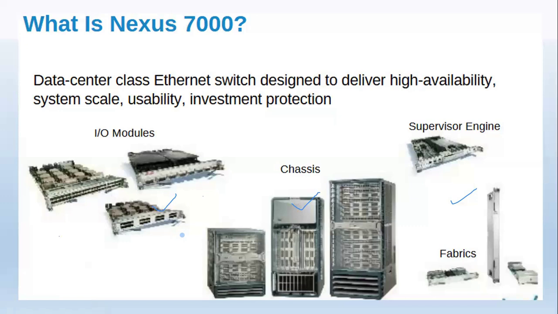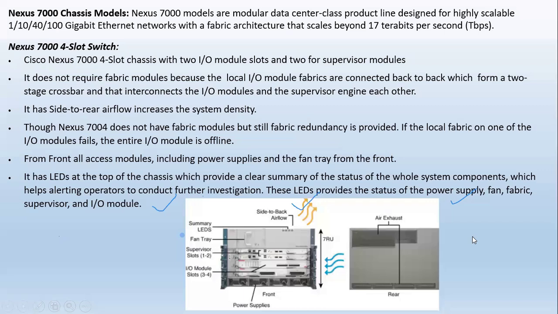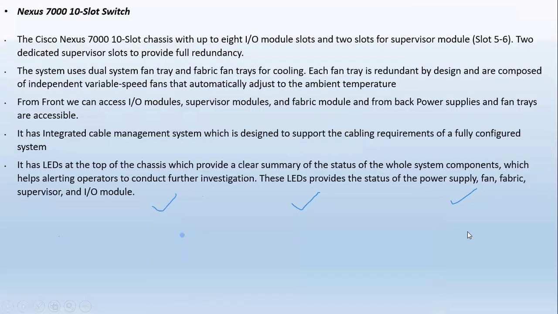So now you get to know what the input modules are. There are two families, F1 or M1, F or M, and the chassis we discussed yesterday. It totally depends. Say 7009, then seven slots will be used for the line cards and two for the supervisors. Supervisor is the brain, and the fabric modules are the backplane.